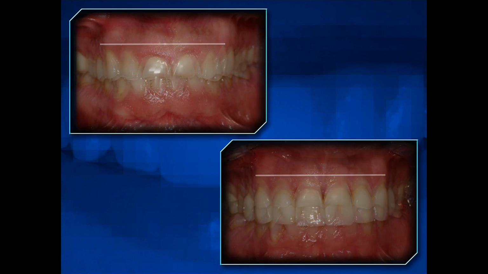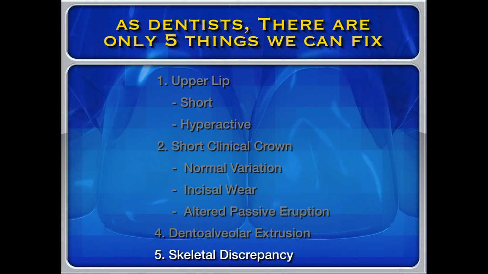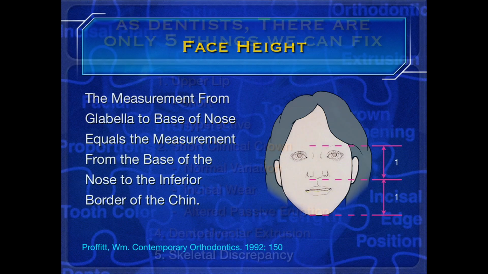We then go in and put our anatomically correct restorations on the teeth. So the fourth thing we can affect as a dentist is the alveolar bone. The fifth and final thing we can fix as a dentist is the skeletal part of the patient. In other words, the skull bones. And the discrepancy that impacts me most often in my practice is the vertical discrepancy. That's the patient who has a long face, vertical maxillary excess.